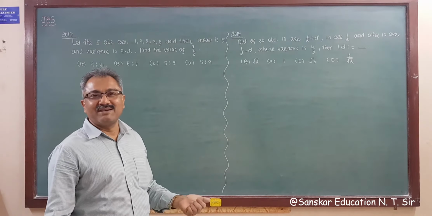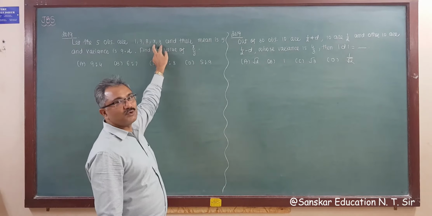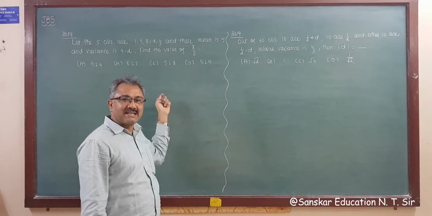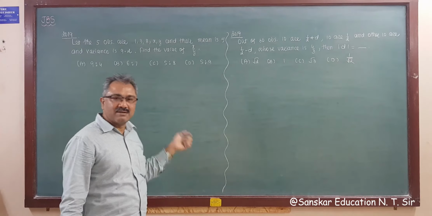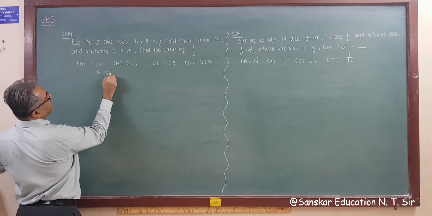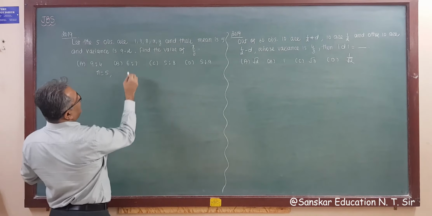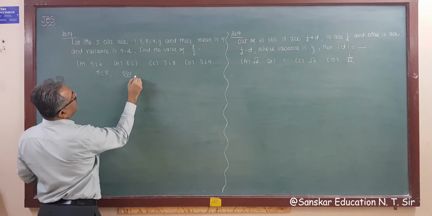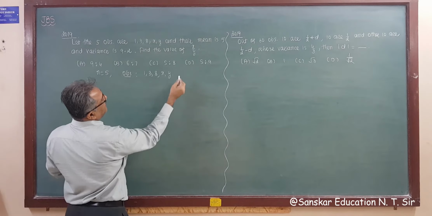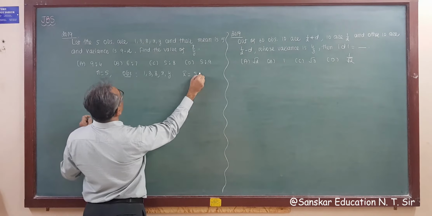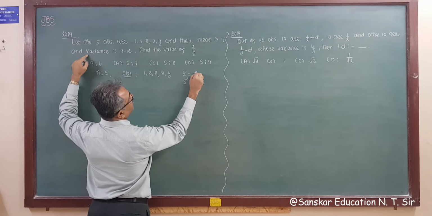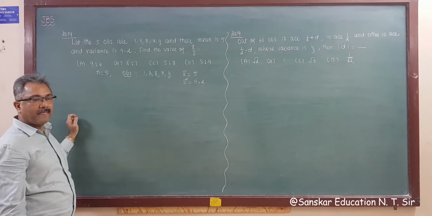You know what you have to do: you have to find these two observations x and y. This is also a repeated question. Not the same, but this type of question we already did, right? So n is 5 given. The observations given are 1, 3, 8, x and y. The mean x bar is 5 and the variance, that is s square, is 9.2. These are the information given, right?